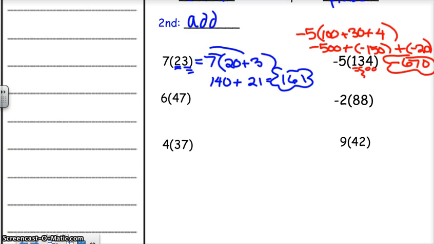Okay, expanding this next one out, 6 times 47. 47 means I have a 40 and I have 7 1s. So I can expand this out into 6 times 40 plus 7, expanding it into its place values. The 4 represents 40, the 7 represents 7 1s. Multiplying, this turns into 6 times 40 is 240, plus 6 times 7 is 42, which is 282.